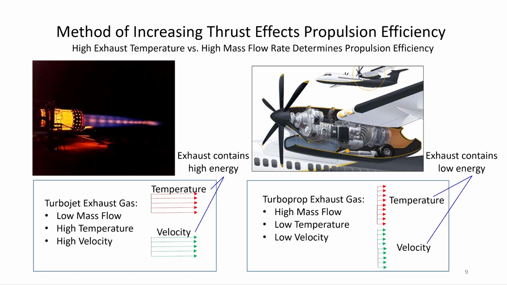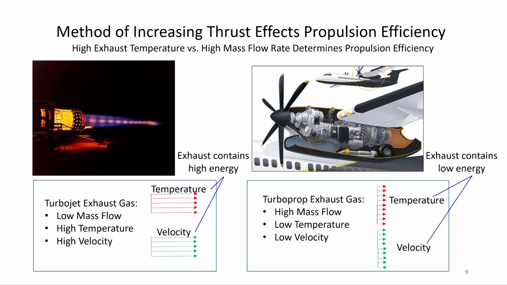Now, the method of increasing thrust affects the propulsion efficiency of a jet engine. Over on the left we have a picture of a jet engine, and on the right we have a turbofan, and they're very different in terms of their propulsion efficiency. On the left we have the jet engine that's operating, and you can see in the graph below it says for this format the temperature is very high in the exhaust and the velocity is very high in the exhaust. So it has a very low mass flow rate, but the temperature and velocity are considerably higher. And what that tells you is that looking at the exhaust out of the jet engine, there's a lot of energy that goes out the back and we can't recover it once it leaves the plane of the nozzle.